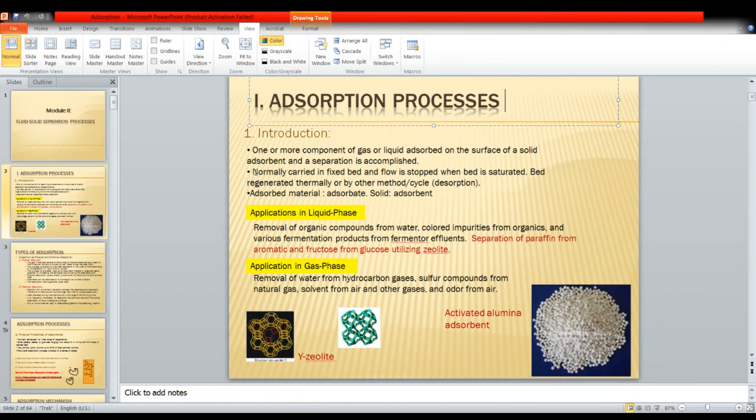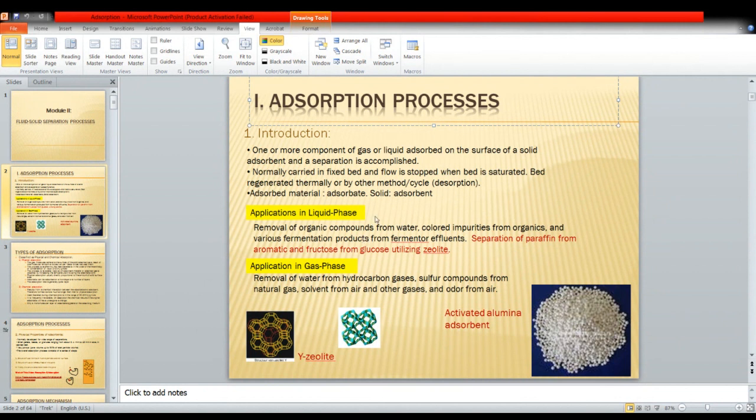So here I am going to read this. Normally carried in fixed bed, and flow is stopped when bed is saturated, okay? Bed regenerated thermally. Thermally means by heat. So you can heat this or regenerate by some other method, in cycles, okay? There are cycles, adsorption cycle, desorption cycle. So you can regenerate and reuse this. So it can be run for years. This adsorbent can be used for many years, okay, by regenerating again and again.